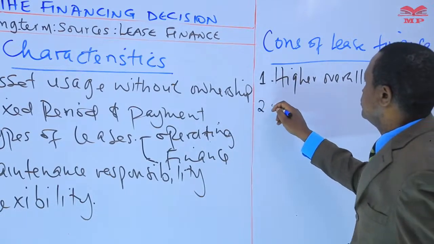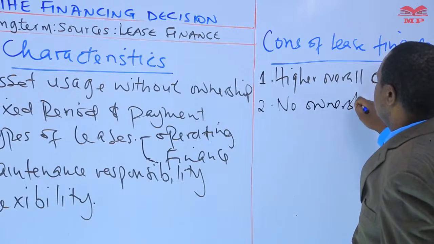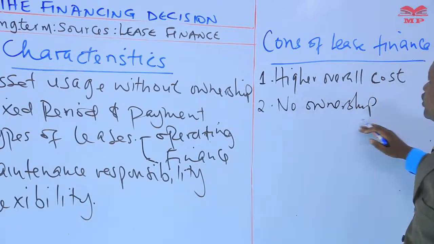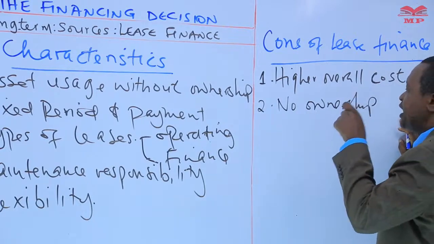Number 2, we've seen that the lessee does not own the asset, no ownership. With lease finance, the business never owns the asset outright unless it exercises a purchase option at the end of the lease term. And that means the business doesn't benefit from asset appreciation.